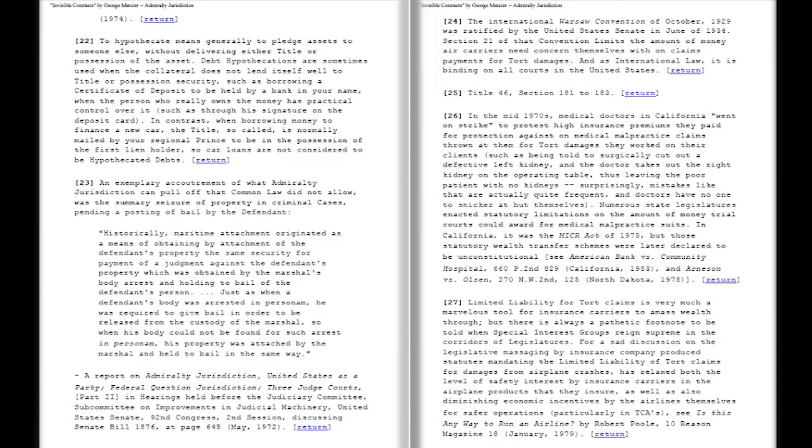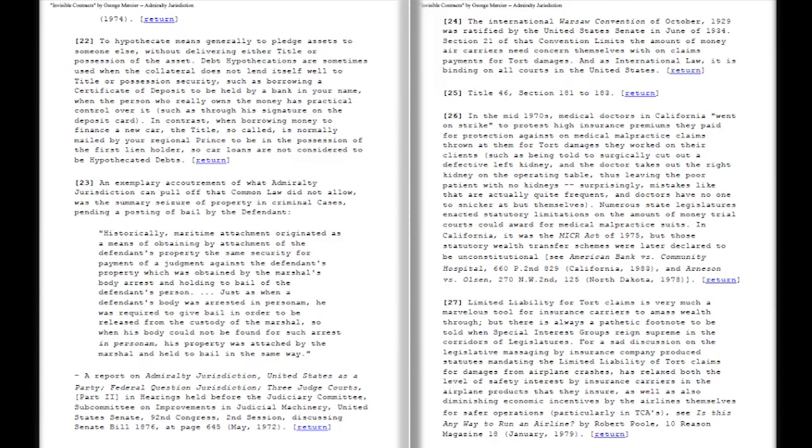Numerous state legislatures enacted statutory limitations on the amount of money trial courts could award for medical malpractice suits. In California, it was the MICRA Act of 1975, but those statutory wealth transfer schemes were later declared to be unconstitutional. See American Bank versus Community Hospital, 660 P.2d 829, California, 1983, and Arneson versus Olson, 270 N.W.2d 125, North Dakota, 1978. Return. 27.